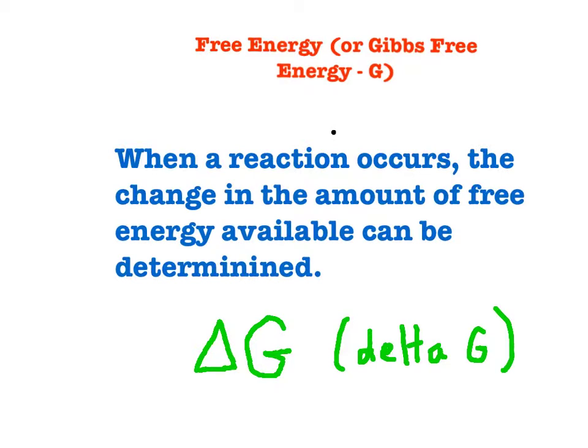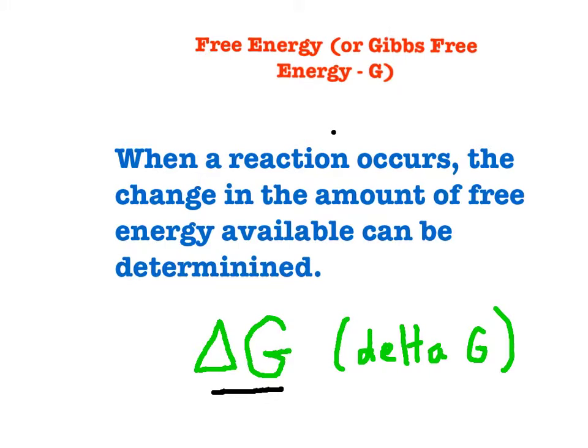So when a reaction occurs, there's always a change in the amount of free energy available. And we can calculate the amount of free energy that we have after the reaction and compare that to what we had before and calculate the change in Gibbs free energy. And this is referred to as delta G. Now, delta G, it's a physics term. We're not going to work with it specifically. I'm not going to have you calculate delta G.